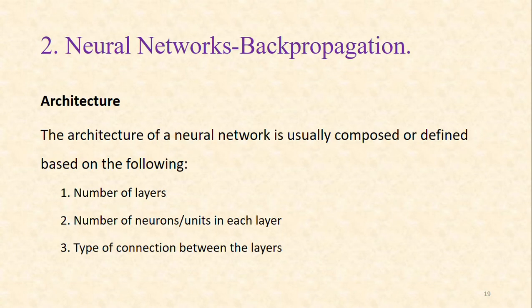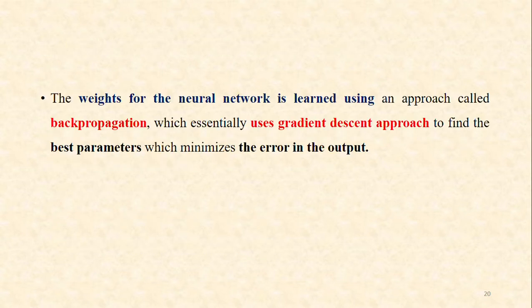The architecture of a neural network is usually composed or defined based on the following: number of layers, number of neurons or units in each layer, and type of connection between the layers. One of the most important elements in an artificial neural network is the parameters, also called weights. The weights for the neural network are learned using an approach called backpropagation, which essentially uses a gradient descent approach.